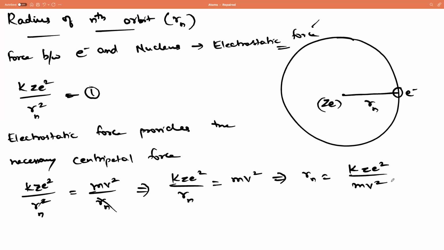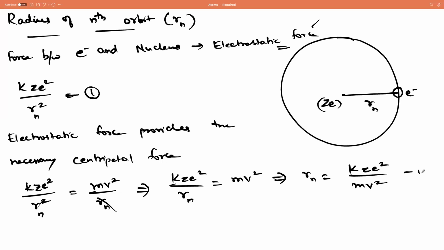For example, k is the constant. Z is the atomic number. You can get it from the periodic table. e is the charge of the electron. You already know it. m is the mass of the electron. But what is v? v is the speed of the electron in the orbit. Nobody has seen the atom. Then how are you going to calculate the speed? So we need to eliminate it.